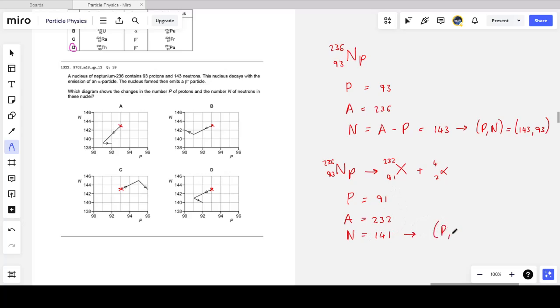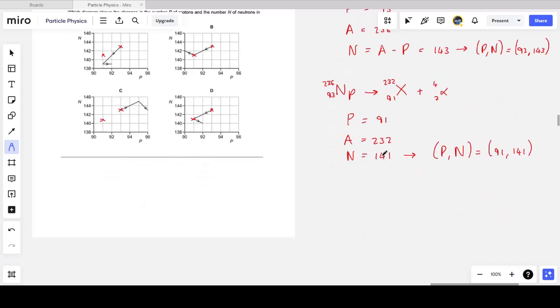This means that my new point on my coordinate system is going to be 91 and 141. And actually, my previous one should be 93 and 143. I switched around the coordinates here. P is the first coordinate, the horizontal one, which by convention we always label first. Now I have 91 and 141. So immediately I can see that this point appears in these graphs, and I can already eliminate options A and C, and I'm left with options B and D, which follow the pattern of the graphs. So I just need to do the final beta decay to determine my final answer.